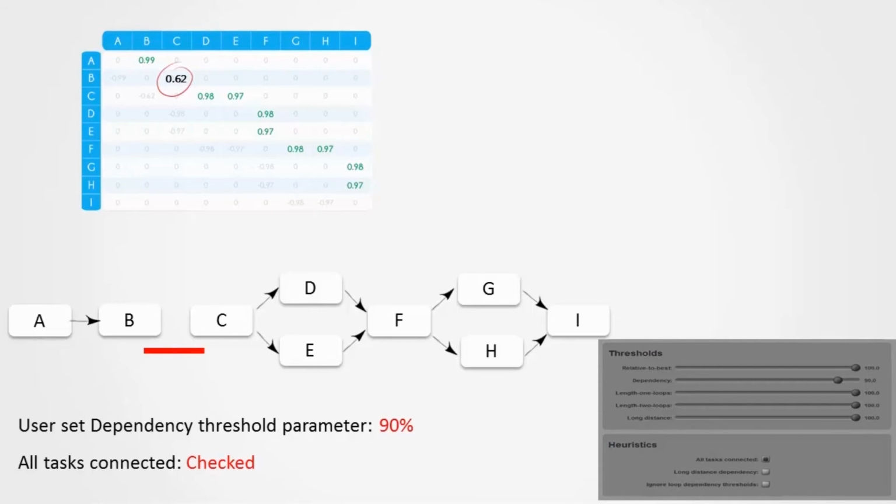For instance, consider all the values observed in the second row, which represents all the heuristics for the relations identified following the occurrence of activity B. The highest observed relation is B to C with a value of 0.62. According to the dependency threshold, this value is not accepted. Now, if we choose all tasks connected, it will be accepted and will lead to an edge from B to C in the discovered model.